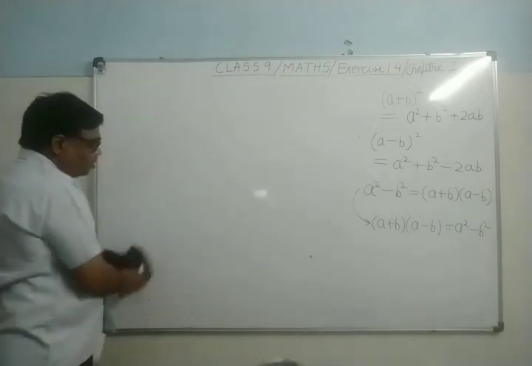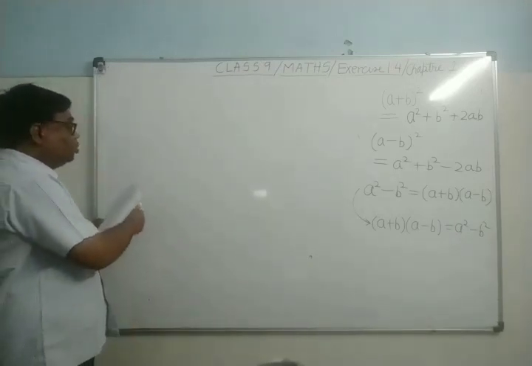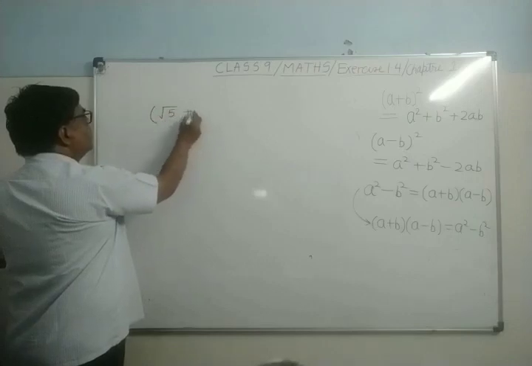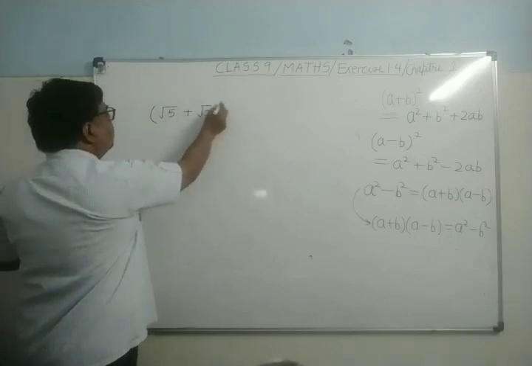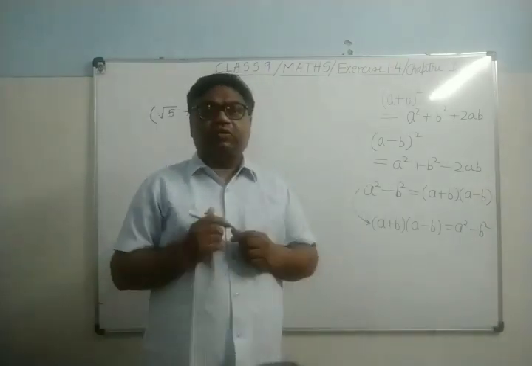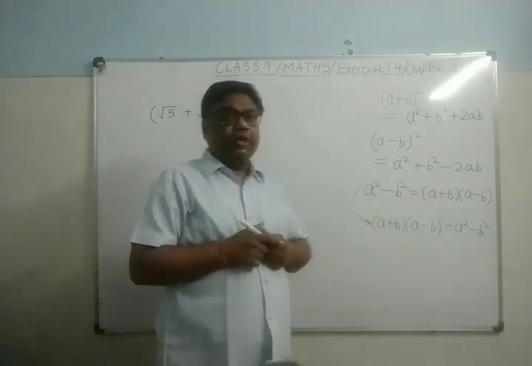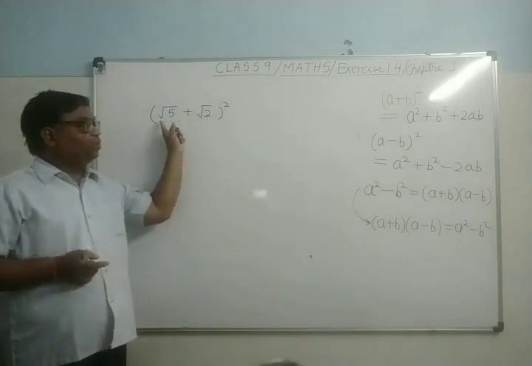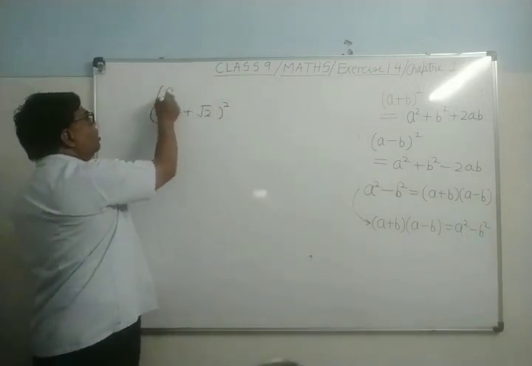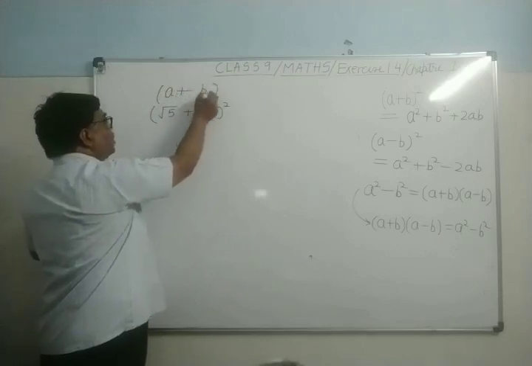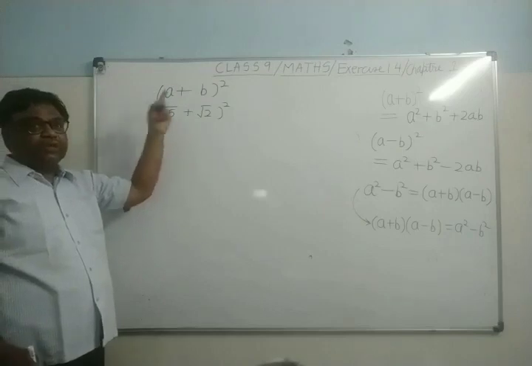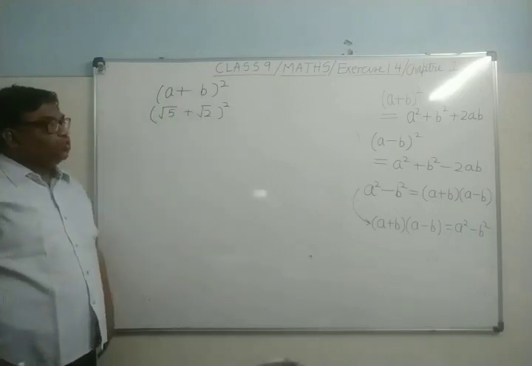It is (root 5 plus root 2) whole square. You can see this question is based on (a plus b) whole square, which is a square plus b square plus 2ab. What is in place of a? Root 5. If you compare with (a plus b) whole square, in place of a there is root 5, in place of plus there is plus, and in place of b there is root 2.